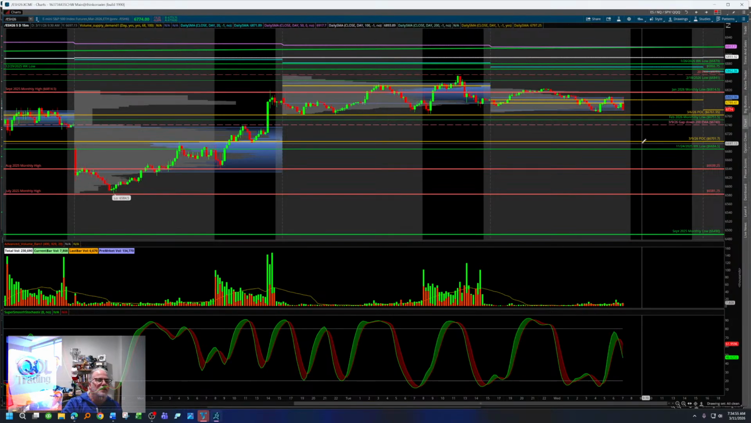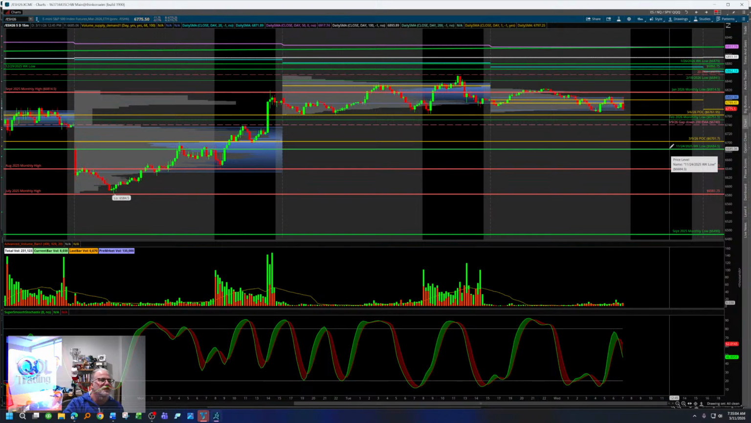And then if we lose that, I think we can come back down here to the 66.84.5 level, and that would touch this weekly low from November 2025. And then if we lose that, we come back down here to the 66.39.25 level once again, which is the August monthly high.